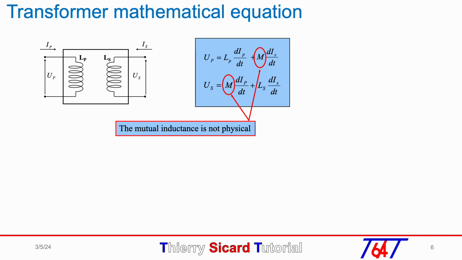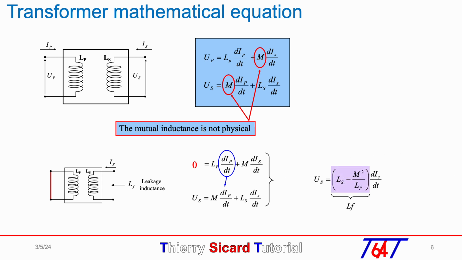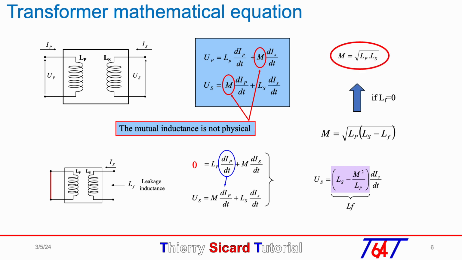If we short the primary, UP equals 0, the inductance from the secondary is the leakage inductance, which is equal to LS minus M squared over LP. So the mutual inductance M is equal to the square root of LP times (LS minus LF). If LF equals 0, ideal transformer, M is equal to the square root of LP times LS.